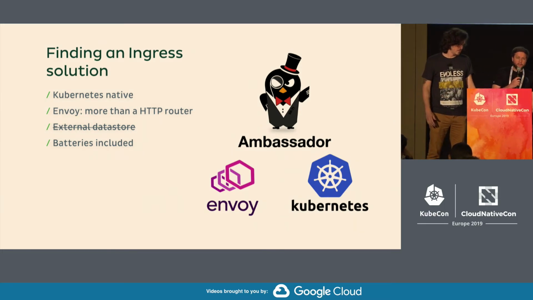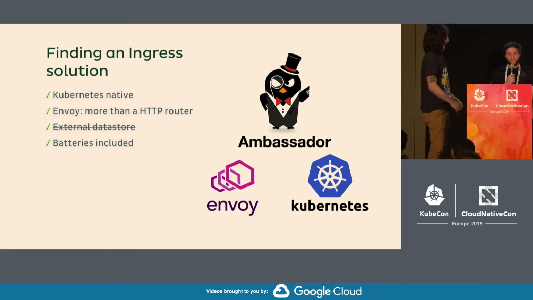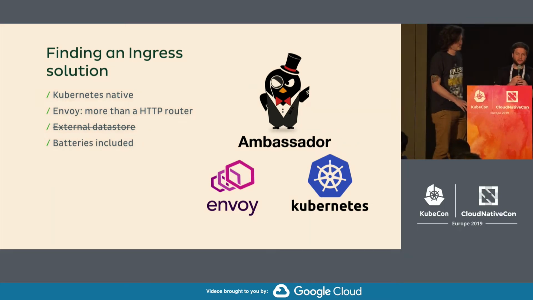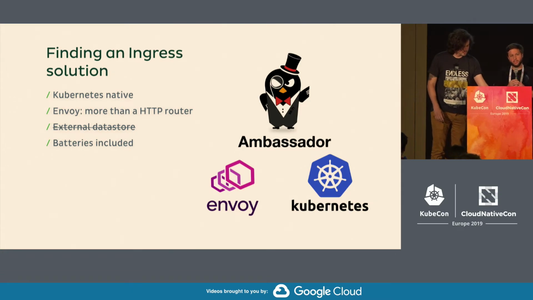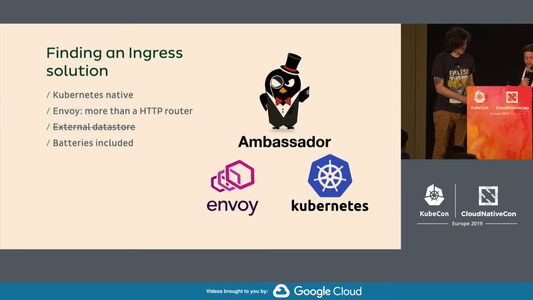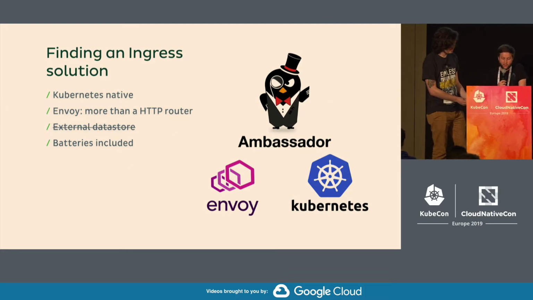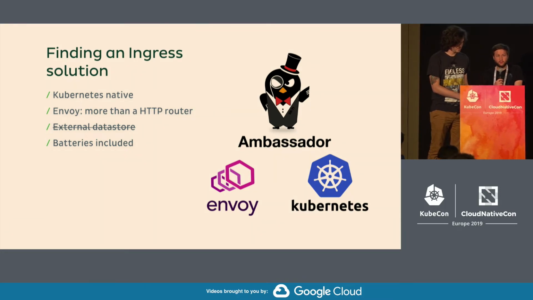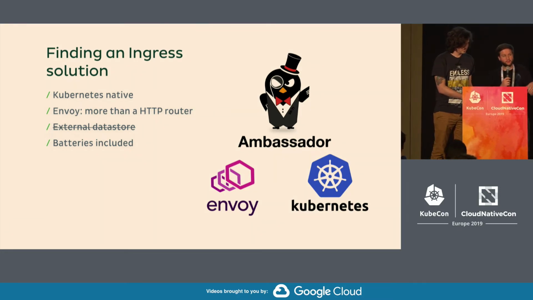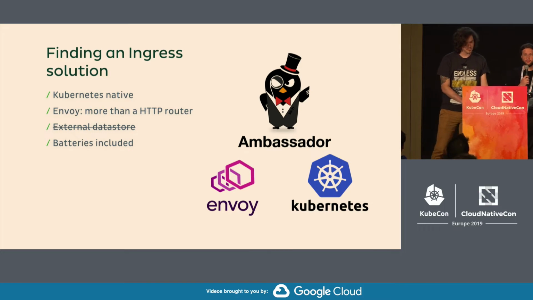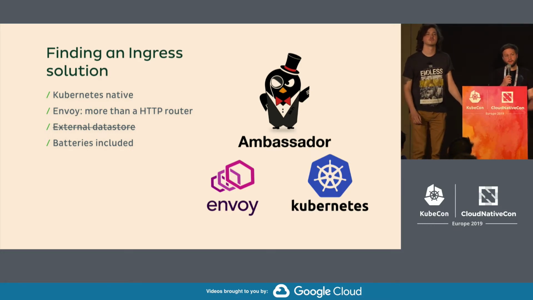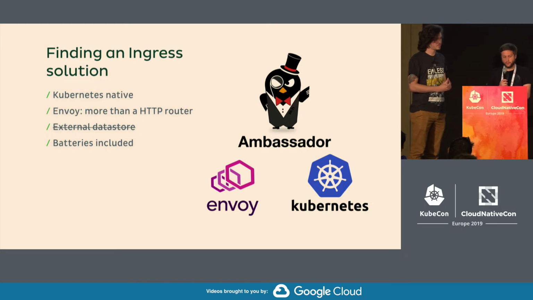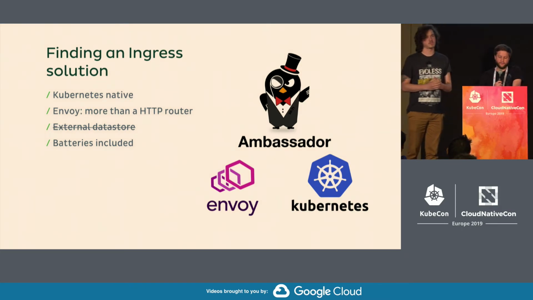And you might be asking yourself, why not use just the Kubernetes Ingress? But Ambassador is more than an HTTP router. We used to say that it has some batteries included. For example, we use traffic shadowing. So we are delivering a new machine learning service in production, and we use this traffic shadowing to test the service. We will provide more details in the further slides.